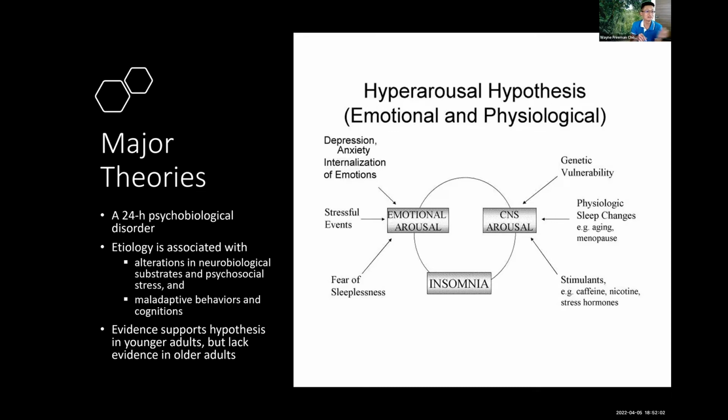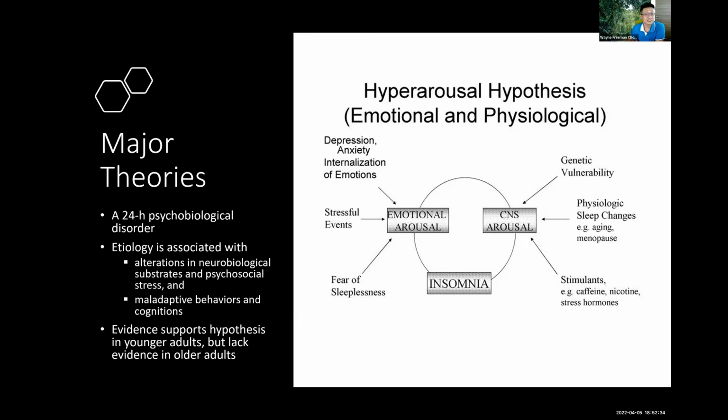So you don't see an arrow from emotional to CNS or the other way around. So it really could go both ways, really, right? So with CNS contributions, you could see there those contributors, right? Normal sleep changes, stimulants, so on and so forth. Both emotional arousal and CNS arousal then interact to give rise to sleep problems. That's essentially the basic idea of this hyperarousal hypothesis.